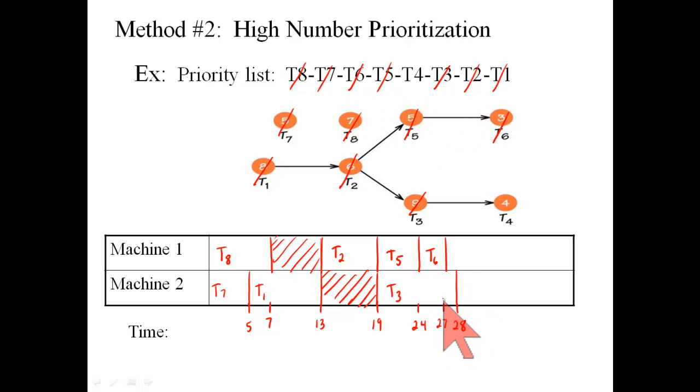At time 27, machine 1 says, give me something else to do. The only remaining job is task 4. Task 4 has a prerequisite of task 3, which is not done yet, and so machine 1 has to idle until task 3 is finished. At time 28, both processors are freed up. Task 4 is now ready to be completed, and so we assign task 4 to machine number 1.